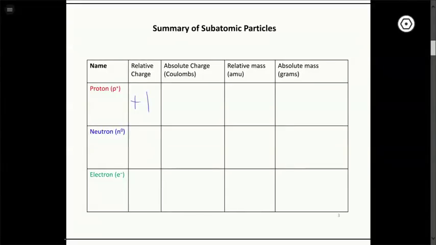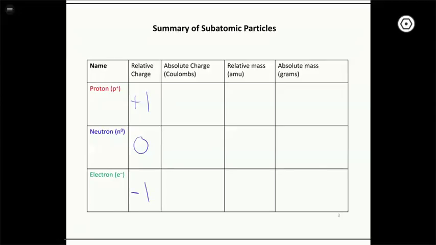We know that protons have a positive charge. Each proton contributes a +1 charge, if we're talking about it in a relative sense. The neutron has no charge at all, so the charge of the atom is not affected by how many neutrons are present. And then the electrons, as we already know, have a -1 charge. So protons and electrons are equal and opposite in charge.